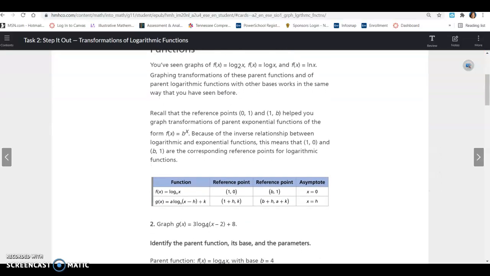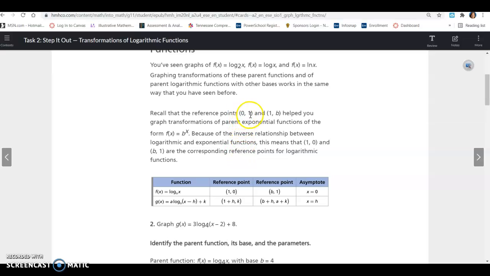You've seen graphs of f(x) = log base 2 of x, f(x) = log of x, and f(x) = ln of x, which is your natural log. Graphing transformations of these parent functions and of parent logarithmic functions with other bases works in the same way that you have seen before. Recall that the reference points (0, 1) and (1, b) helped you graph transformations of parent exponential functions of the form f(x) = b^x. Because of the inverse relationship between logarithmic and exponential functions, this means that (1, 0) and (b, 1) are the corresponding reference points for logarithmic functions.